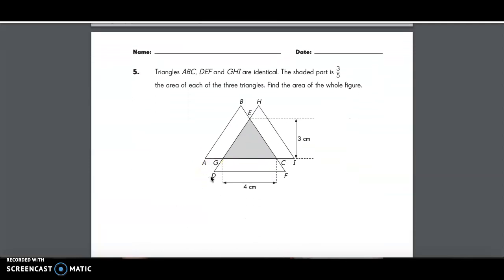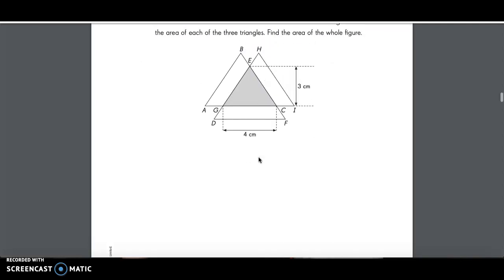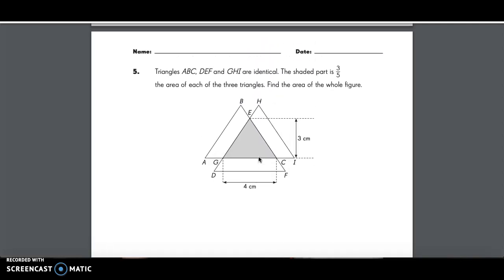Number 5, we have triangles ABC, DEF, and GHI are identical. The shaded part is 3/5 the area of each of the 3 triangles. Find the area of the whole figure. So you could find out what the area of the shaded figure is and know that that amount is 3/5 of each triangle. That one's a tough one.